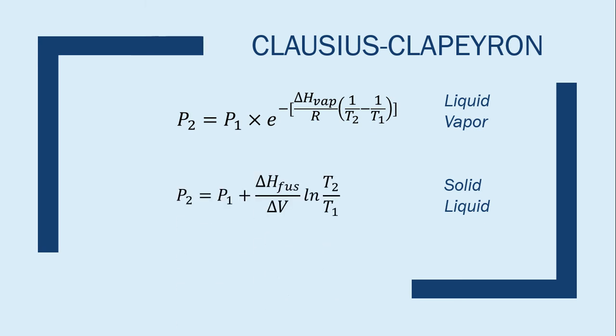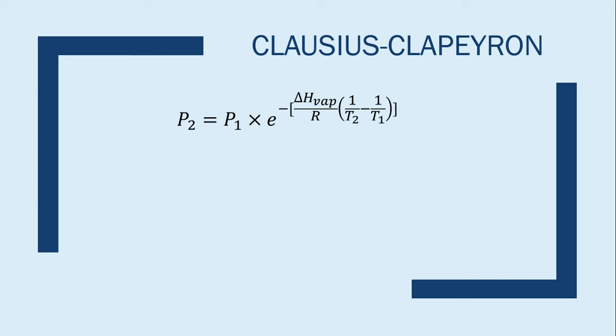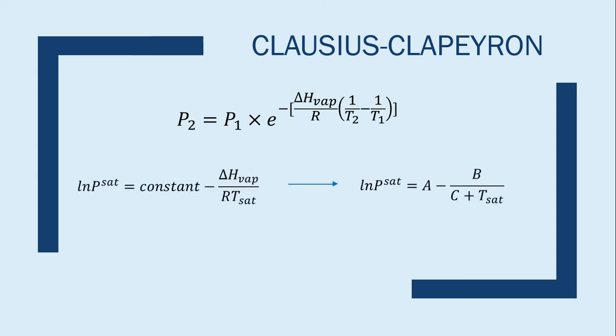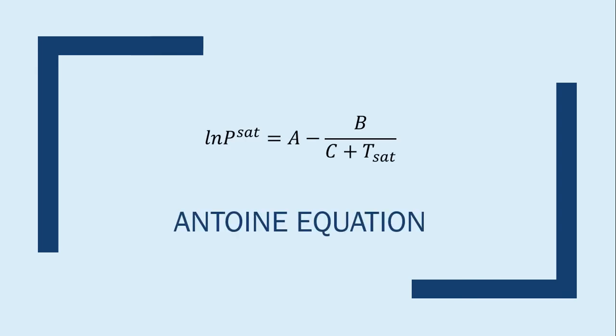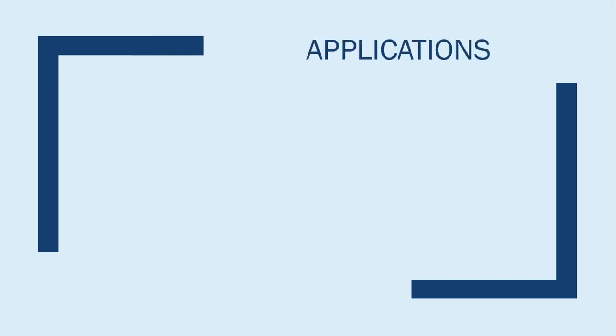Let's take another look at the Clausius-Clapeyron equation. With some mathematical modifications, we obtain a new form of the equation. This is the Antoine equation, which is easier to solve and takes into account the change of the heat of vaporization with temperature. Due to the characteristics of the Antoine equation, it has application in different areas.